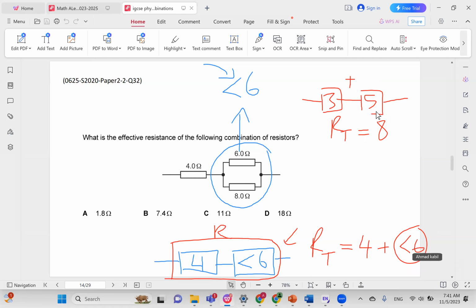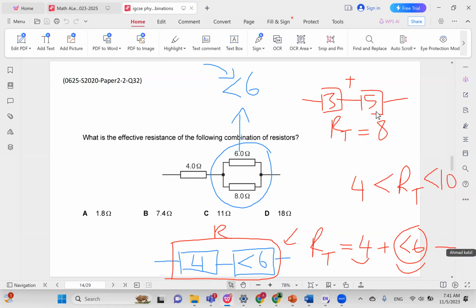So what can you tell me about R total? Well, you should be able to realize that R total has to be greater than 4, because we have 4 and we're adding something to it. So it's definitely greater than 4, and it's definitely less than 10. Why is it less than 10?